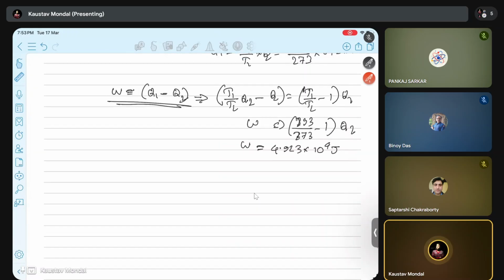Now this work done, you have to convert it into watt. So 1 hour is 4.923 into 10 to the power 4 joule. You have to divide it by 3600 seconds, and that will give you around 13.6 watt, that is joule per second. So this would be the correct answer.